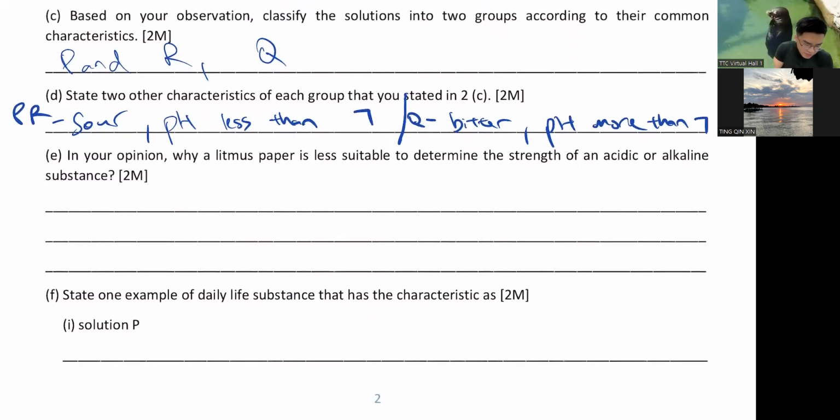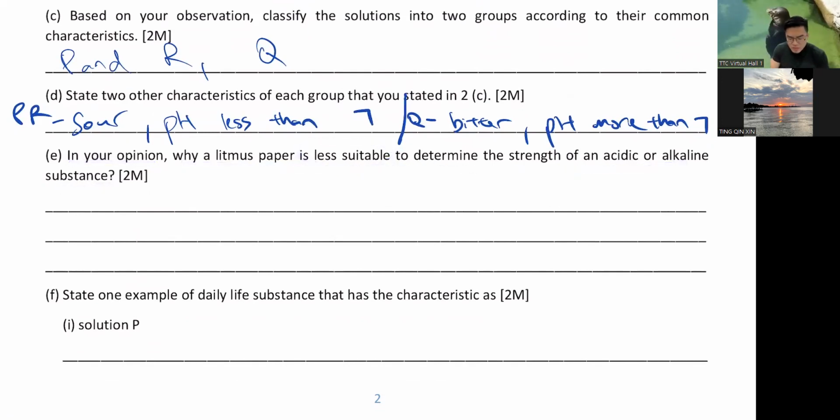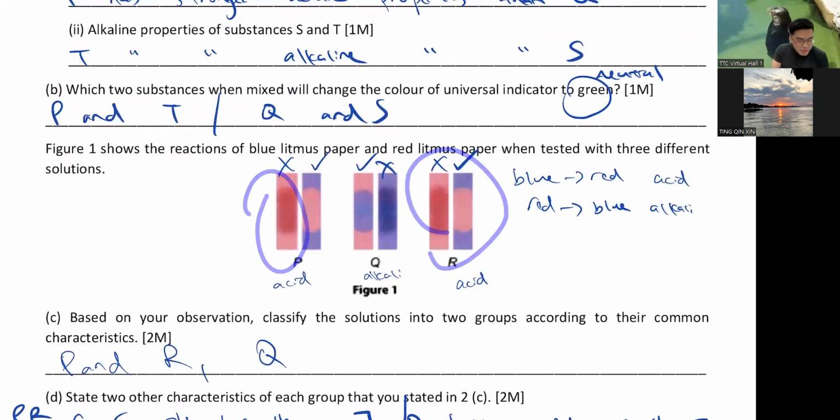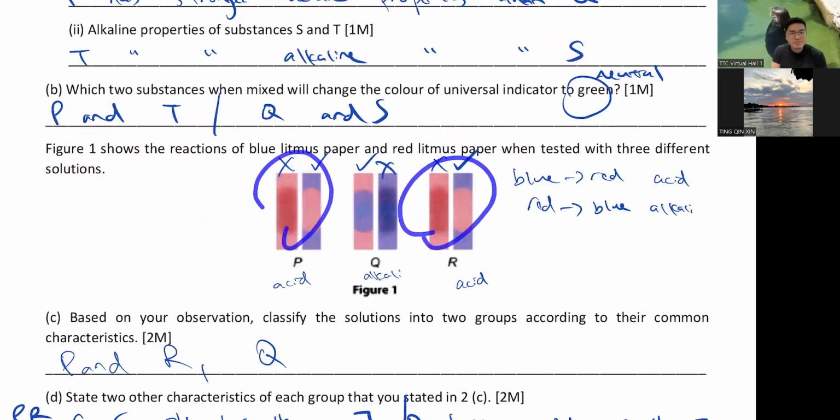Okay, so E, in your opinion, why is litmus paper less suitable to determine the strength of acidic or alkaline substances? How do we know whether something is acidic or alkaline? We don't use litmus paper, because litmus paper doesn't tell pH. It doesn't know whether it is strong acid or weak acid, strong alkaline or weak alkaline. For example, maybe P is strong acid, R is weak acid, but they give you the same observation, so you don't know which one would hurt you if you touched it, and which one wouldn't. It doesn't tell you that.